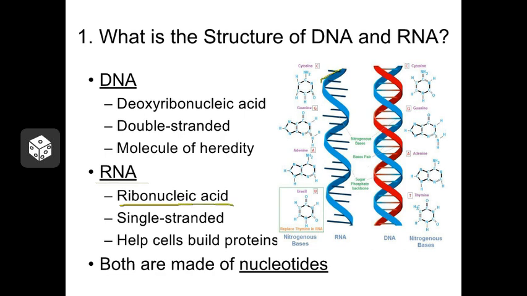By comparison, its shape is single-stranded, so it's just a single line of these nucleotides, and the bases on the RNA just stick out into space. They don't hook to anything. RNA plays a number of roles inside cells. Its major role is to help make proteins, and we'll see how that happens in Chapter 17.